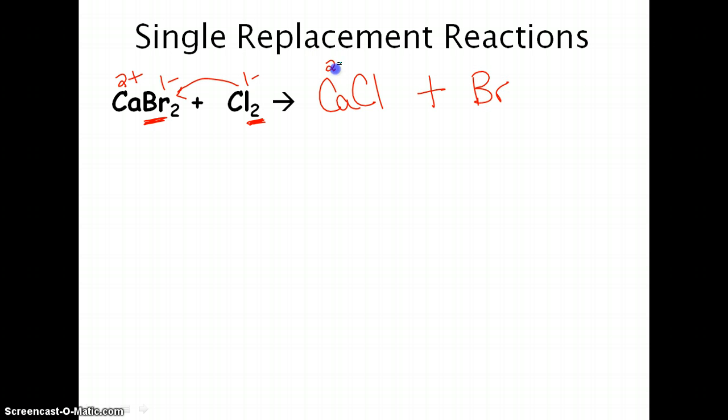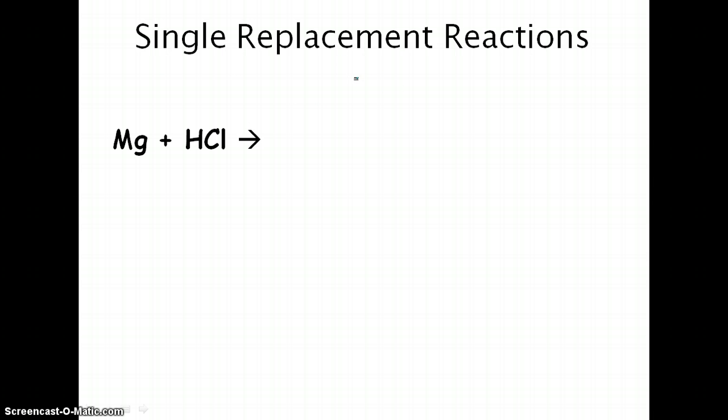The compound you must do swap and drop with. So 2 plus 1 minus swapped and dropped gives you CaCl2. And then whatever's by itself gets evaluated to see if it's a diatomic element. And it is a diatomic element, one of the special 7 that's never by themselves. They always have to have a little buddy there. Okay, and it's already balanced. All right, let's look at another one.